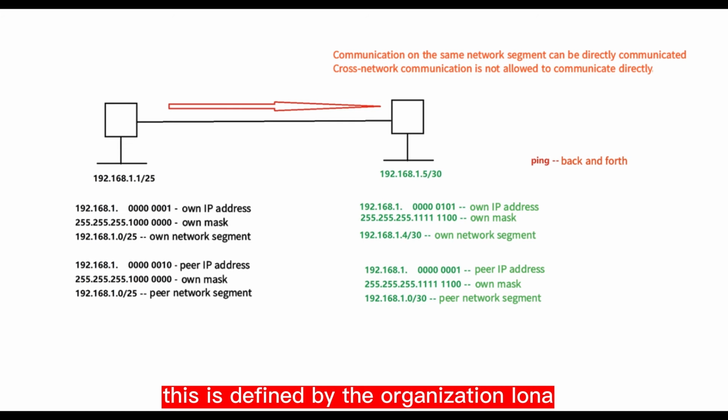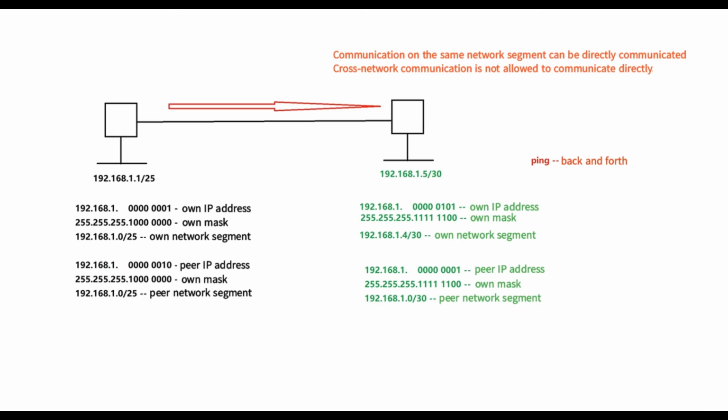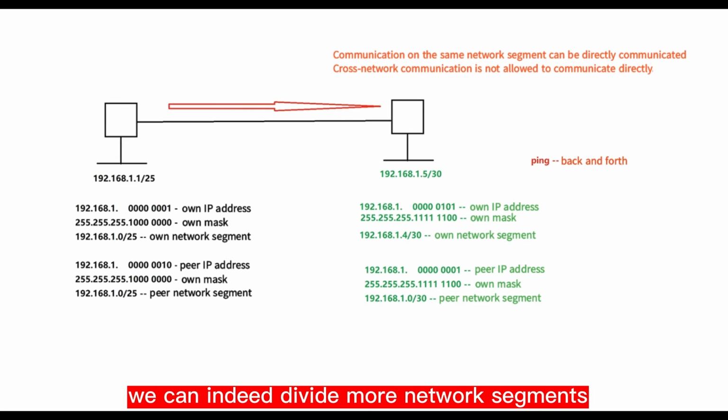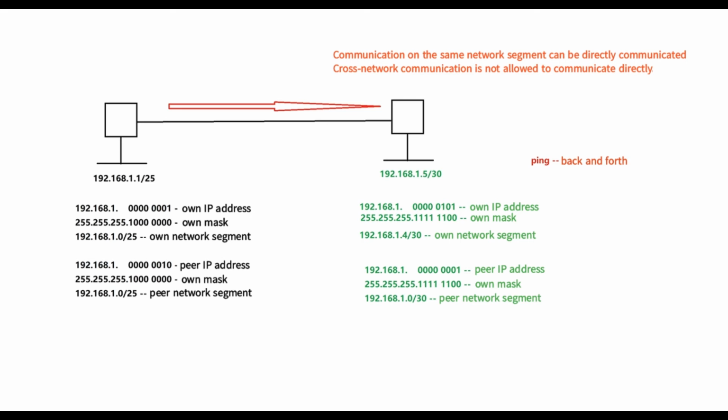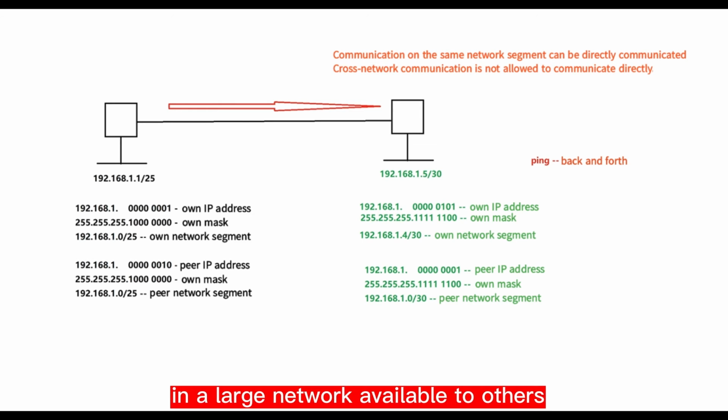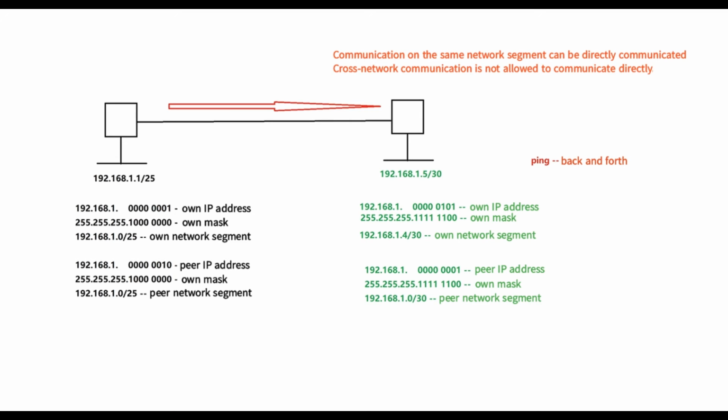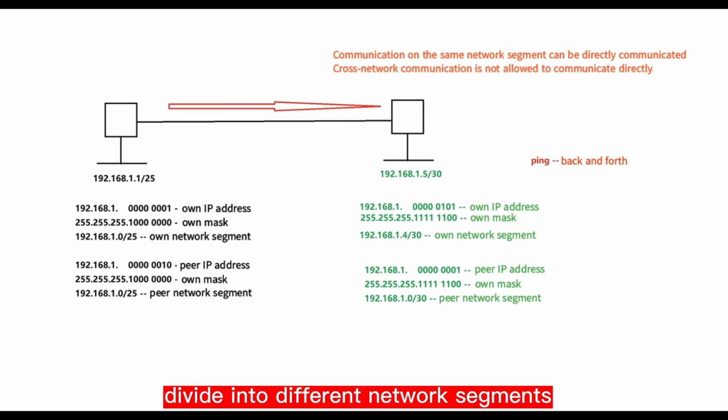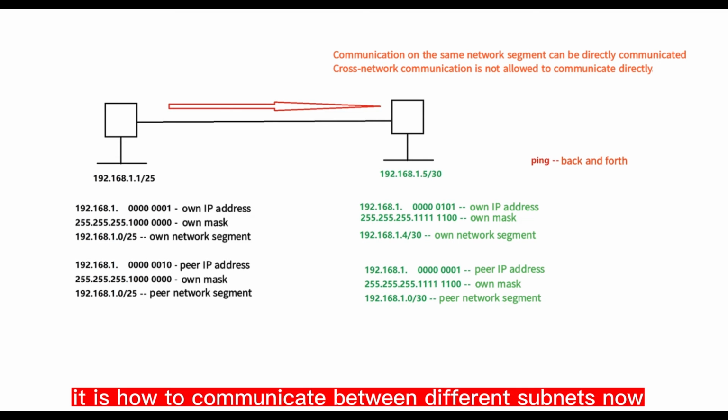This is defined by the organization IANA. Then these are subnets. After subnetting, we can indeed divide more network segments. We can make multiple IP addresses in a large network available to others, dividing them into different network segments, which is equivalent to saving addresses. But it creates a new problem: how to communicate between different subnets.